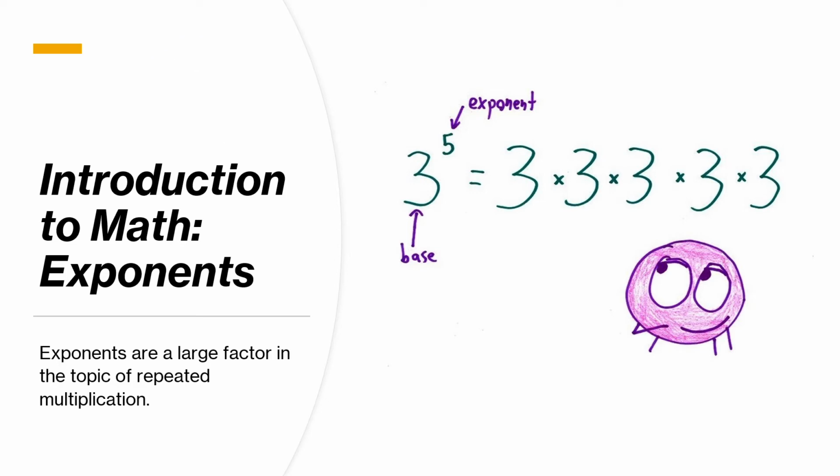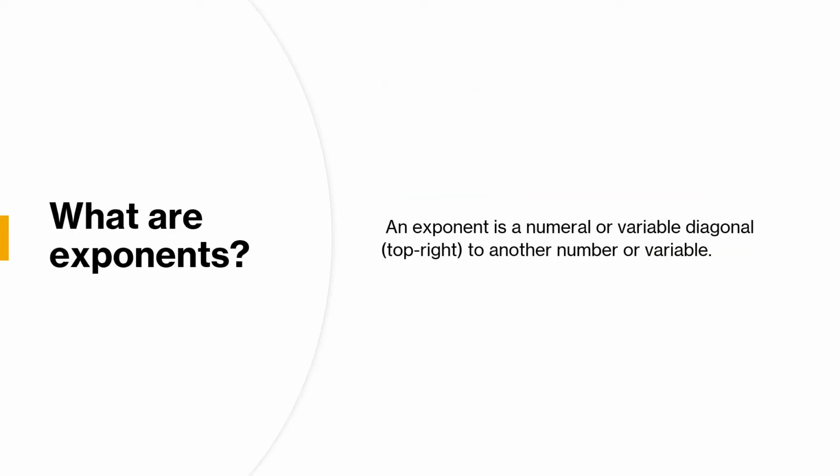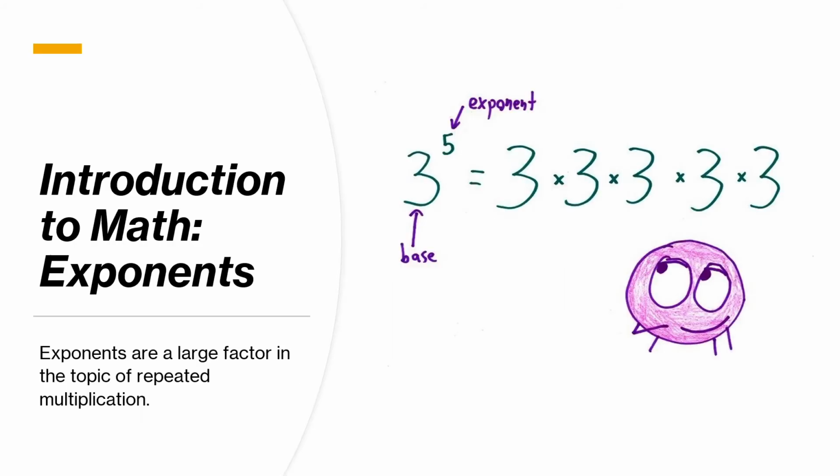Hi, in today's lecture we will be learning about exponents, which you'll learn will eventually be a large factor in repeated multiplication. First off, we will be learning what exponents are. An exponent is a numeral or variable to the top right of another numeral or variable called the base. For example, here we have a base that's 3 and an exponent that's 5.